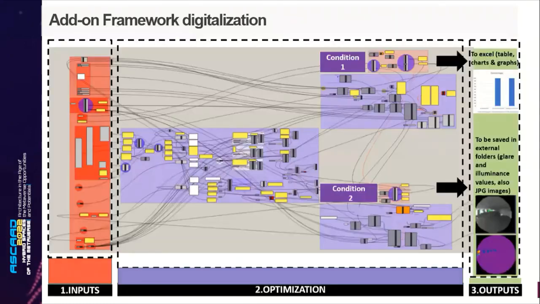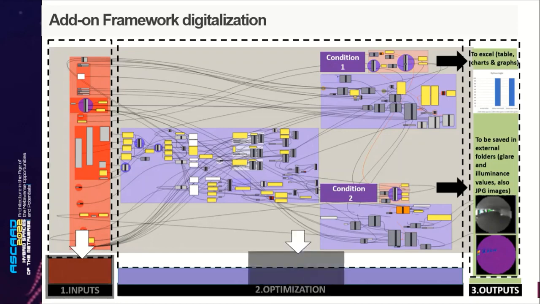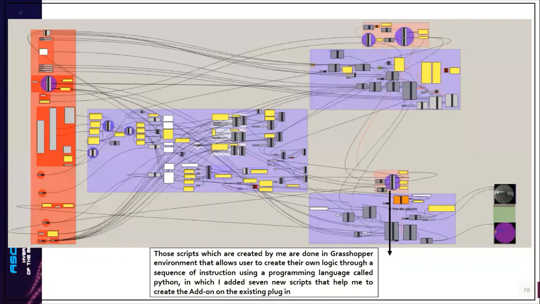Now the framework is digitalized. It is transformed to the computer and the scripting has started. So as we can see, the phase of input are now digitalized. The phase of optimization is the same. It contains two conditions for the illuminance and for the glare. And the outputs, we can see it as illustration. How the framework is digitalized.